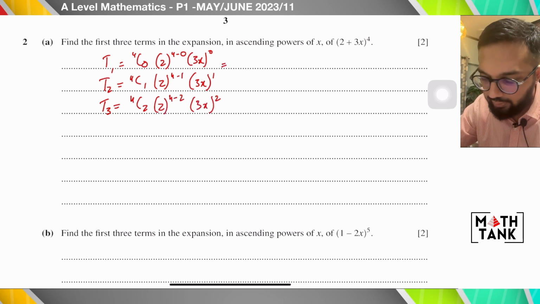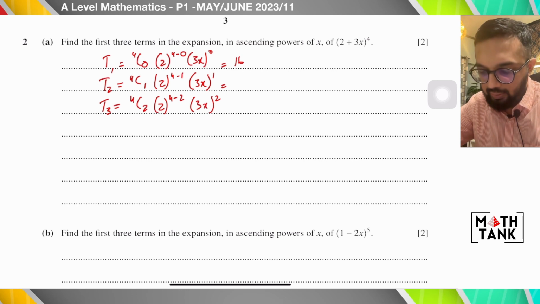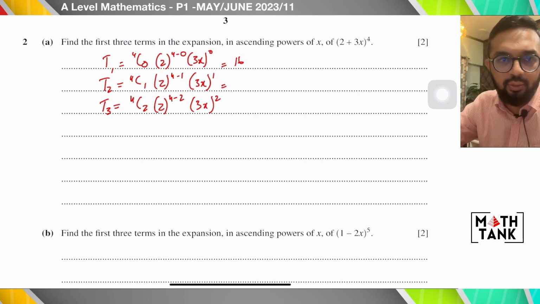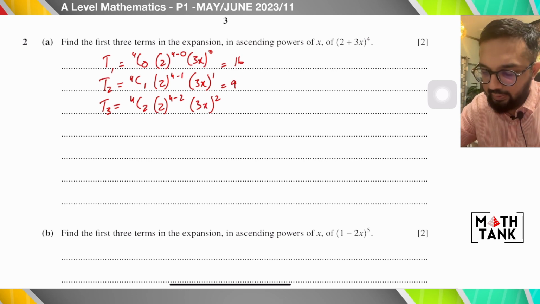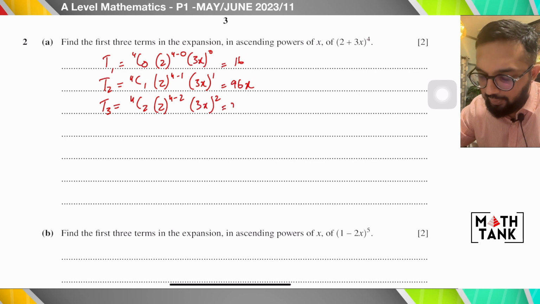So the first 3 terms should be 2 to the power 4 is 16, 4 into 8 into 3. That should give me 96x, and 4C2 is I think 12. 4C2 is 6 into 4 into 9 gives me 216x squared. So the first 3 terms are 16 plus 96x plus 216x squared.